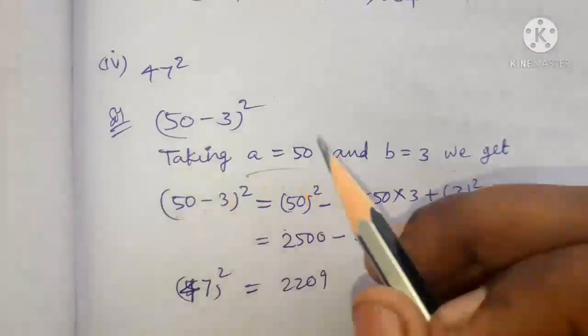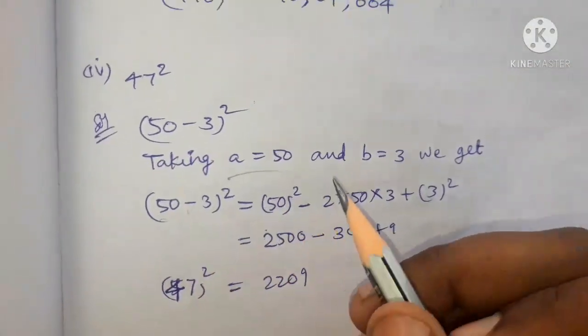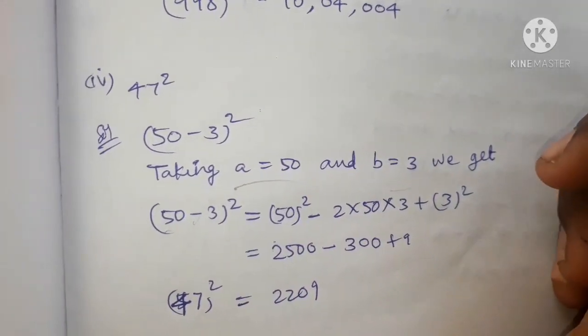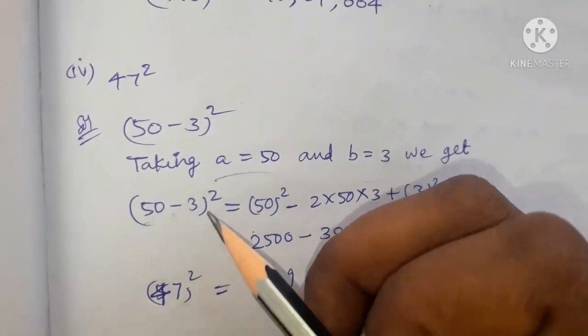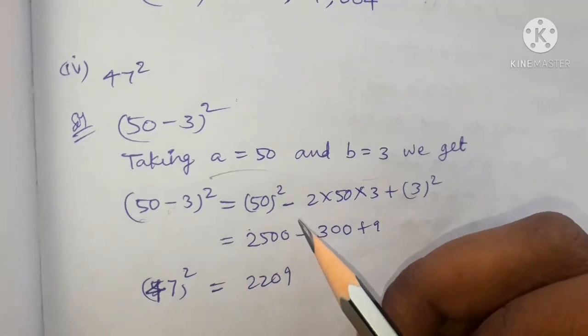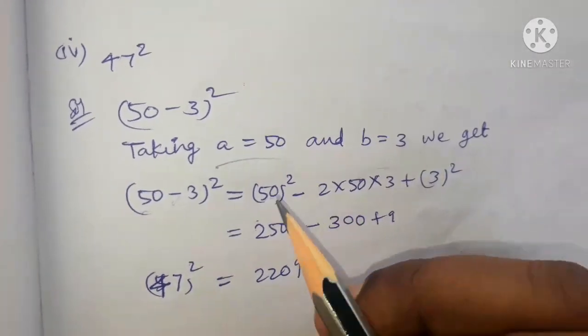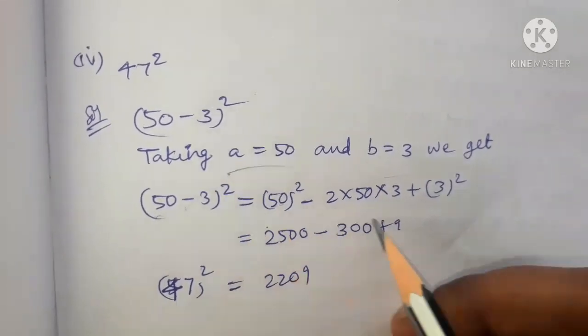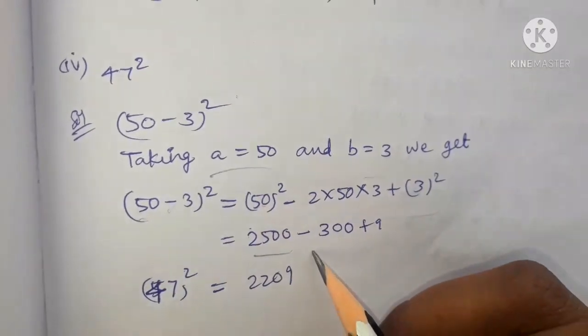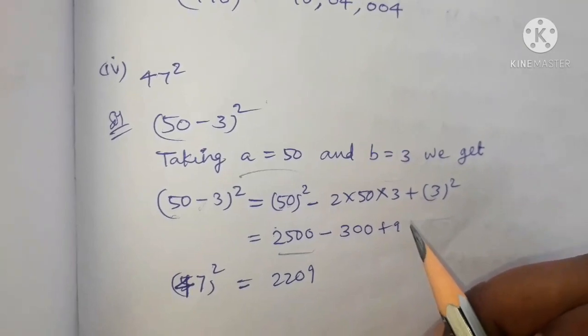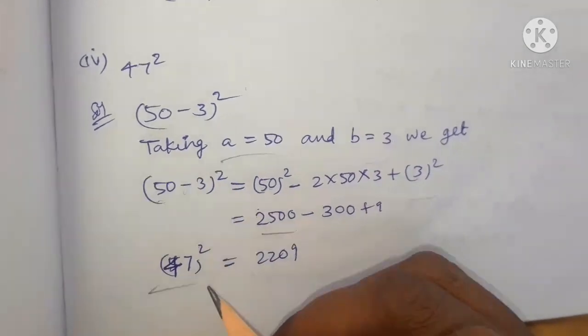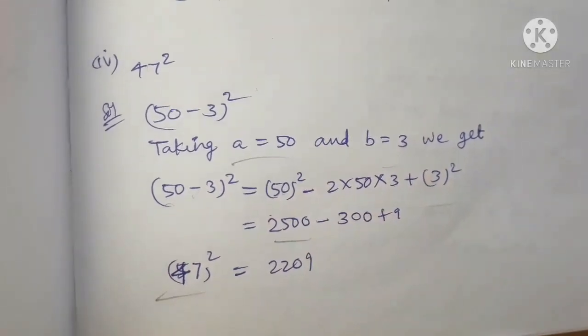We will take a as 50 and b as 3. Now when you substitute in (a minus b) whole square formula, you will get (50 minus 3) whole square equal to 50 square minus 2 into 50 into 3 plus 3 square. So when you expand all these, you will get 2500 minus 300 plus 9. So the answer will be 47 whole square equal to 2209.